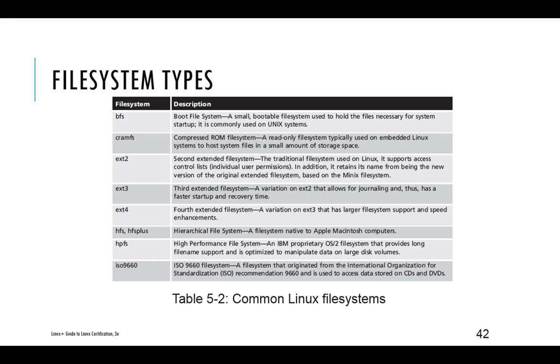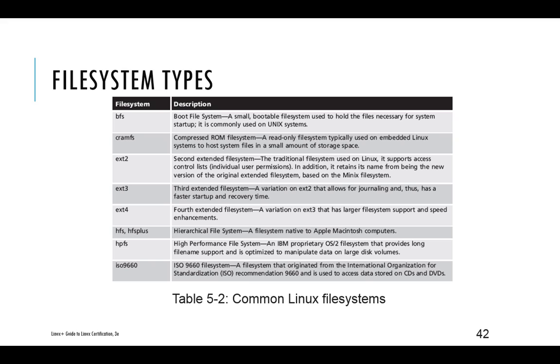This just gives you a little bit more depth as to what each one of these is. Your boot file system, basically, is just a file system that holds the necessary files for booting. That's where GRUB is located. CRAMFS is your compressed ROM file system, and it's basically just a storage space for embedded Linux systems. You see a lot of that on your Android phones. So if you go in and find your CRAMFS folder on your phone, now you know where it's at.